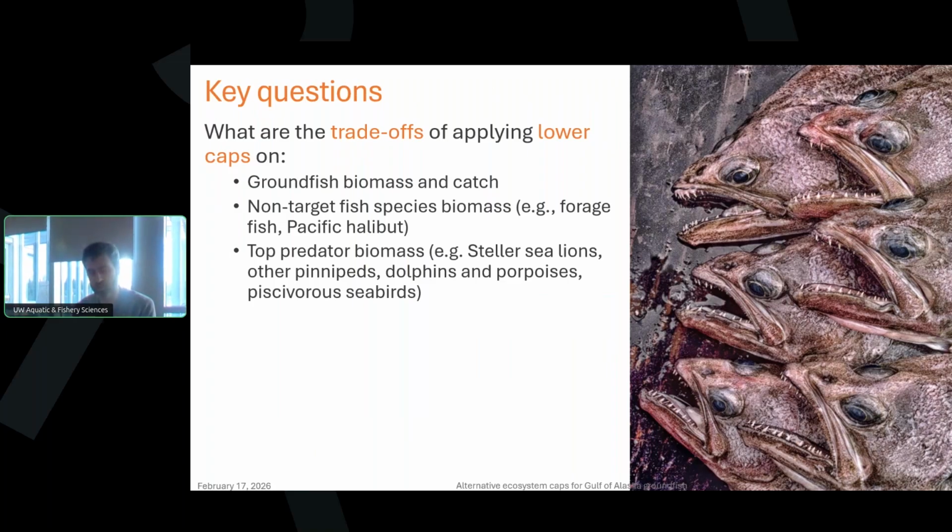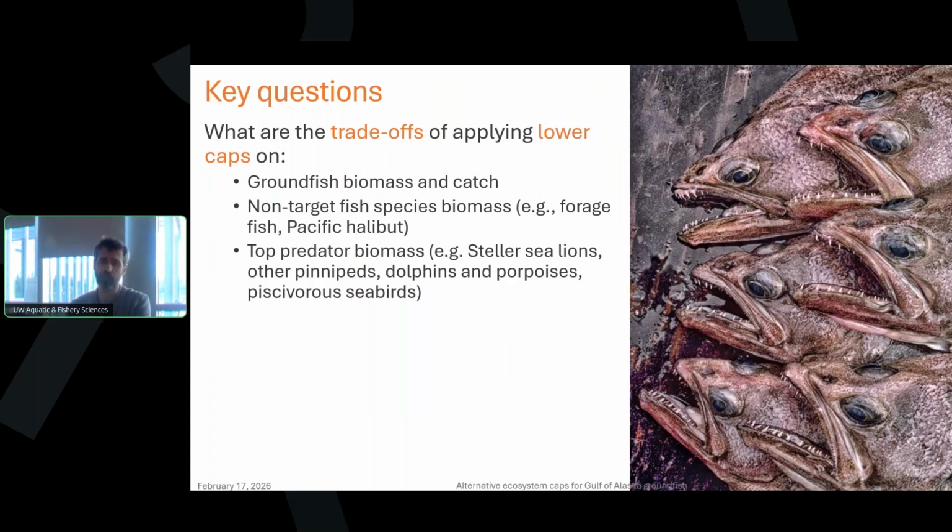Obviously, one question that has cropped up over time is, what if the status quo was changed for something else? So what if you were to apply a lower value of this cap for the Gulf of Alaska groundfish fisheries? Today I'm going to talk about Gulf of Alaska only. Bering Sea has a whole different set of considerations that I'm not familiar with. This project was focused on the Gulf cap.